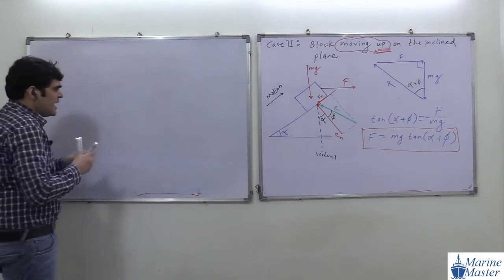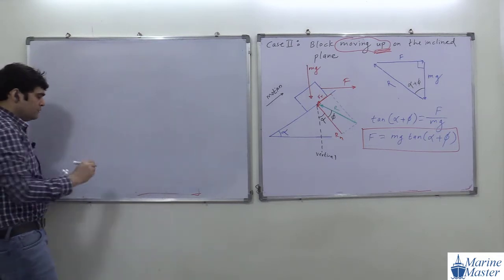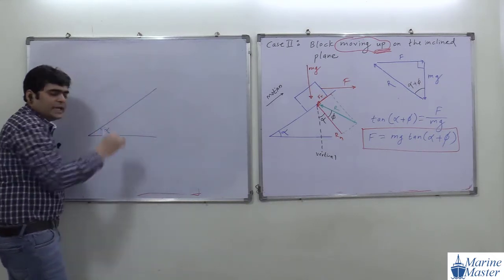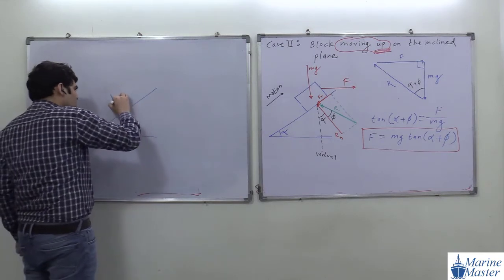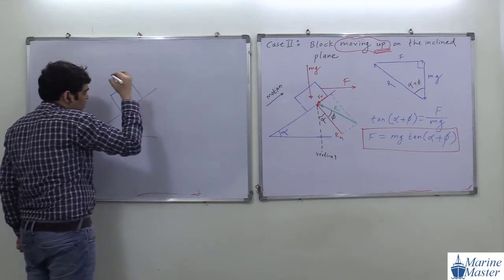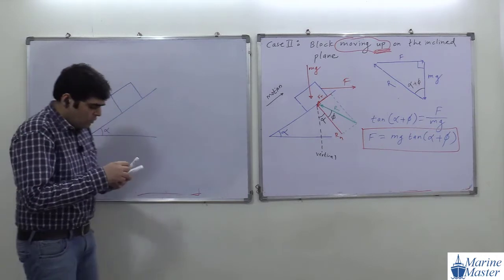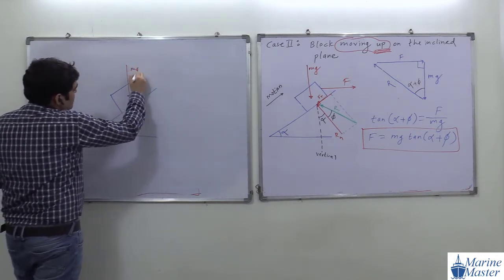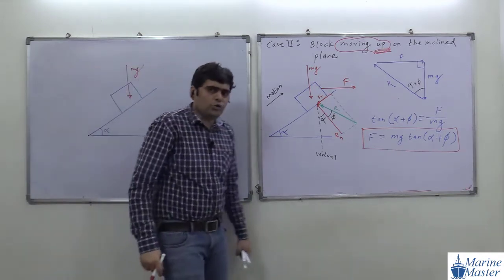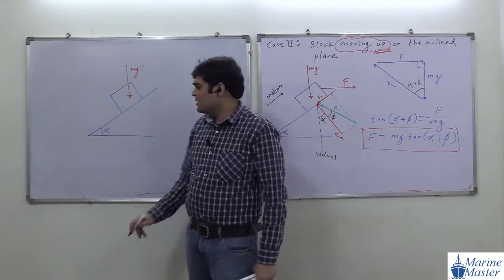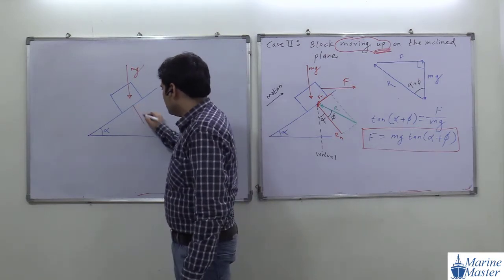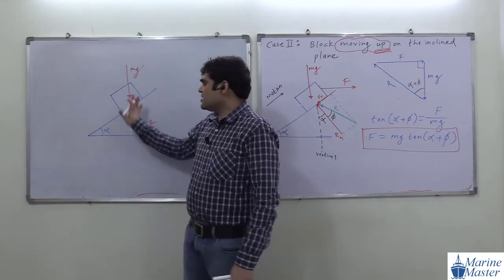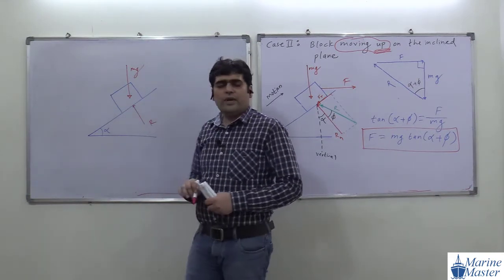I am drawing one inclined plane. Try to see the scenario. This is the angle of the plane, alpha. This is a block. On this plane there is one block, whose weight is mg. Weight is always vertically downward. There will also be a normal reaction Rn.